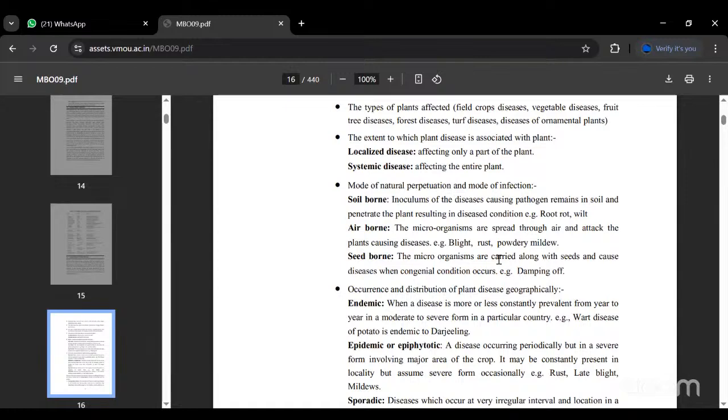And coming to the epidemic or epiphytotic, the disease occurs periodically but in severe form involving a major area of the crop. It may be constantly present in a locality, but assumes severe form only occasionally. For example, rust diseases, late blight diseases, mildew diseases.